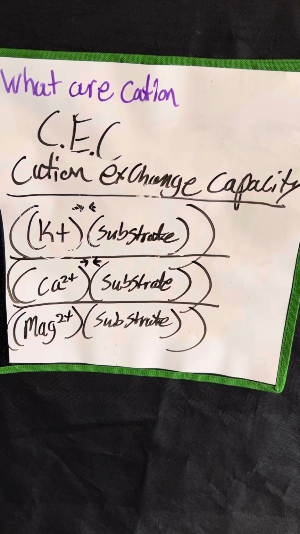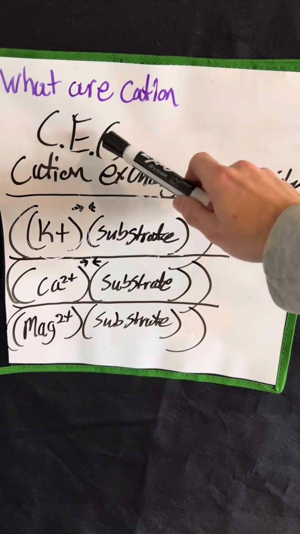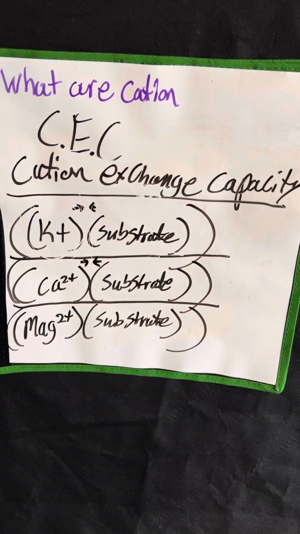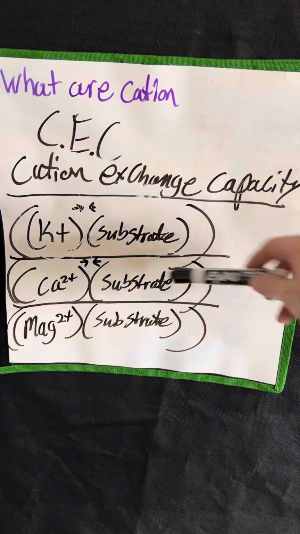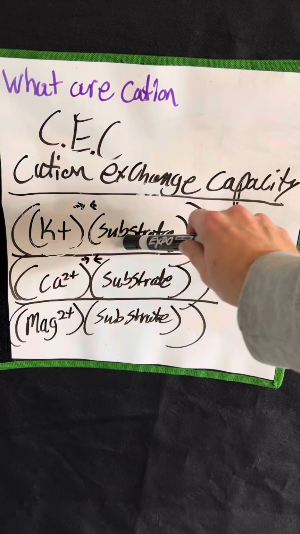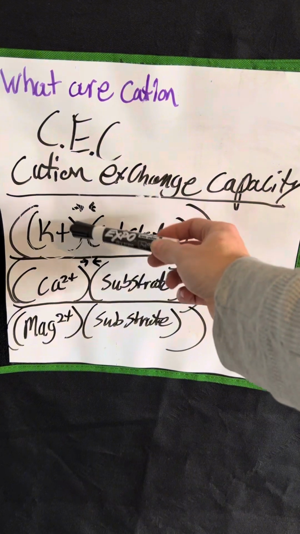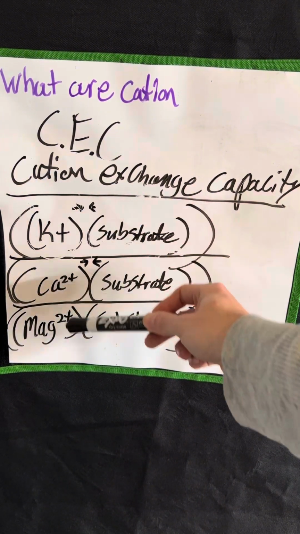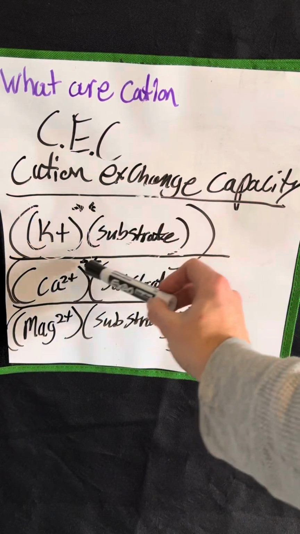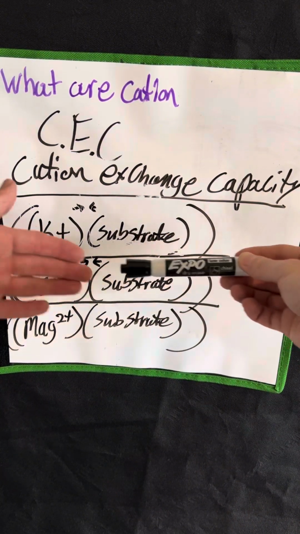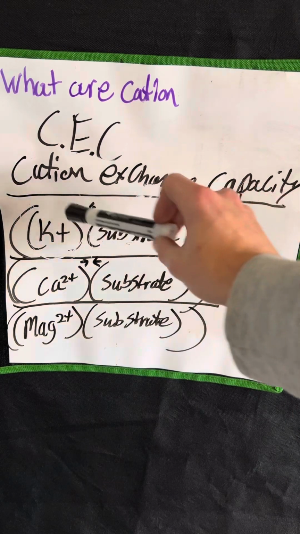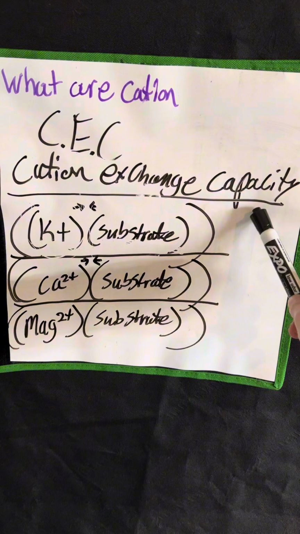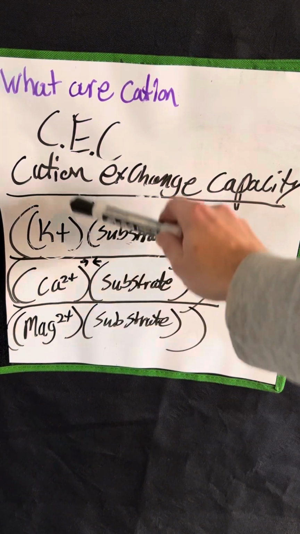All right, so now that we know that cations are naturally attracted to our negatively charged substrate because they are positively charged, we have something called CEC, or cation exchange capacity of our substrate. So what does that exactly mean? Our substrate is negatively charged, which means it will naturally attract the positively charged cations, whether it's potassium, calcium, or magnesium, to make a bond. Inside of your substrate, it has a maximum capacity of how many bonds it can hold.